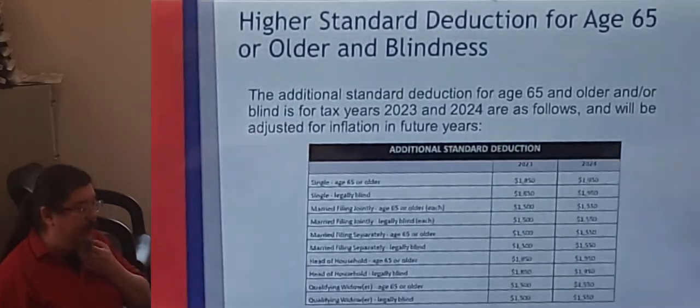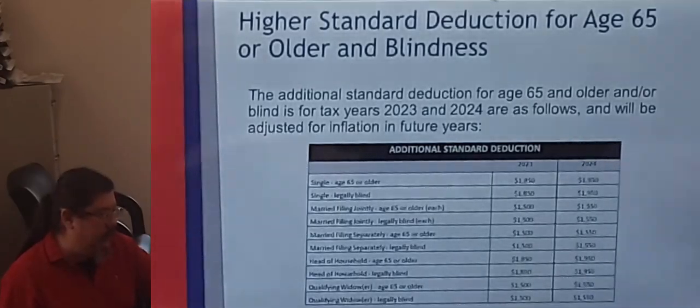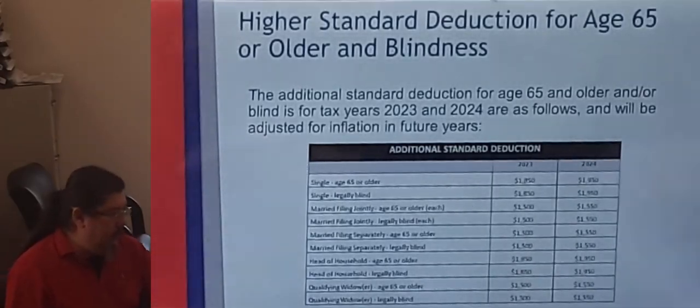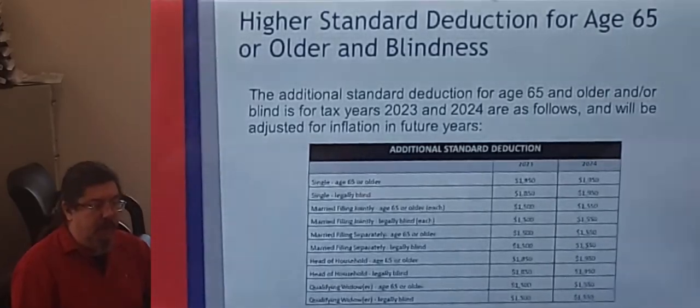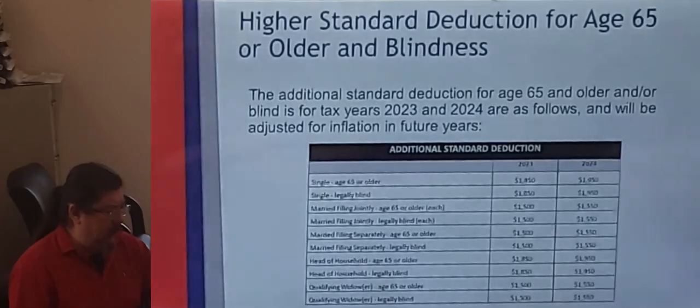Okay, so here's your additional standard deduction. This chart is also on page 221 of your book. And the additional amount of the standard deduction depends on whether you're one of the married filing statuses or one of the single type of filing statuses. When I say married filing statuses, I mean married filing jointly, married filing separately, and qualified surviving spouse. And then the other two filing statuses are single type filing statuses.